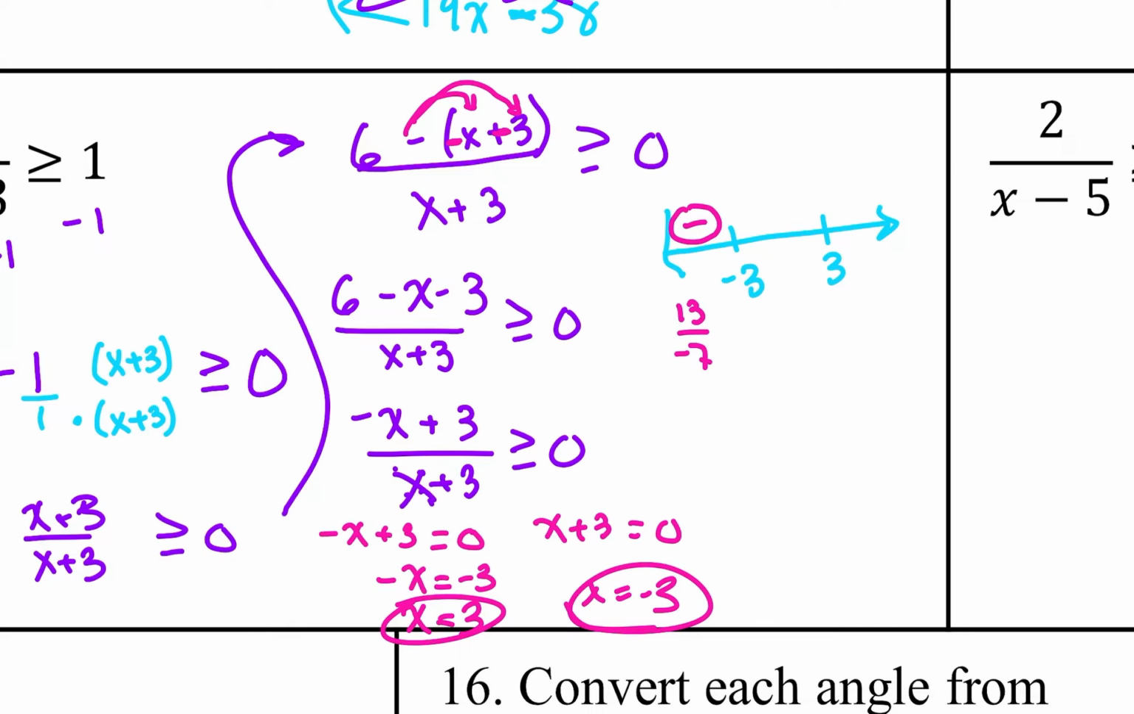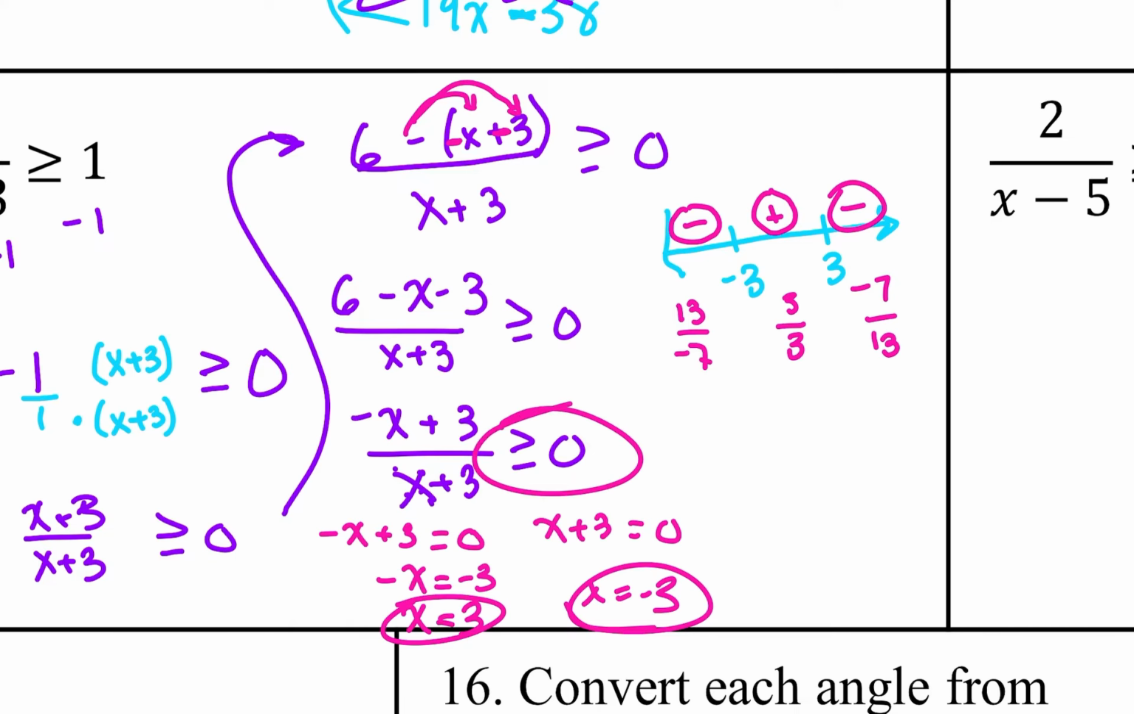From negative 3 to 3, let's plug in 0. When I plug in 0, I get positive 3 over positive 3, which gives me positive 1. So it is positive here. And if I plug in a large number, like again, 10, we'll do positive 10 this time. Positive 10 on top is negative 10 plus 3, which is negative 7. Positive 10 on the bottom is 13, so I get a negative number.